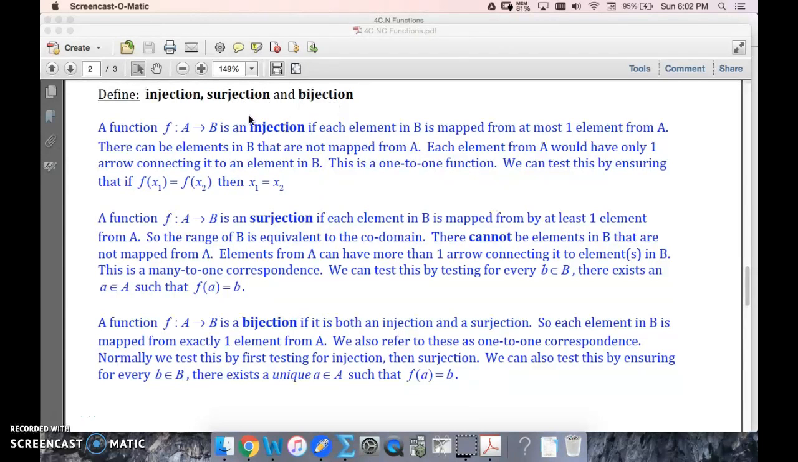So an injection is if every element in B is mapped from at most one element from A. So we can still have extra elements in our codomain that are not part of our range, but every element from A has only one arrow connecting it to B. We also call this a one-to-one function. The way we test injection is if f of x1 is equal to f of x2, then x1 has to be equal to x2. All right, so that's injection.